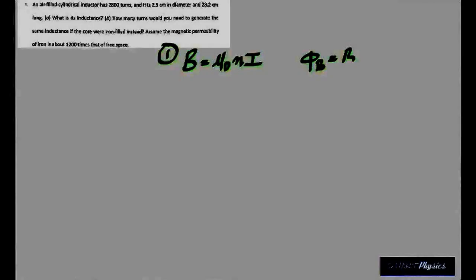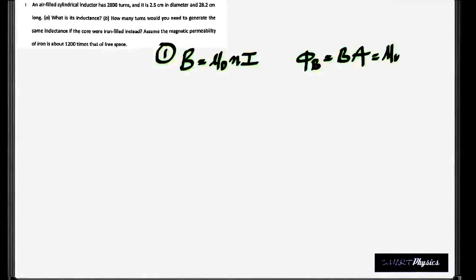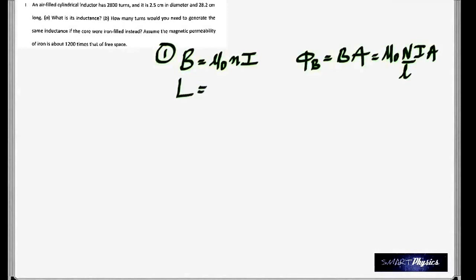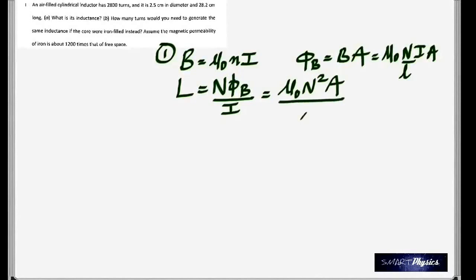Okay, there it is. The formula is B is mu naught N i, basically for a solenoid. But then again, phi B is BA. I know I've given you the direct formula, but I'm trying to derive it again. So phi B, magnetic flux, is B times A, which is mu naught N i by the length. And finally, we end up with this formula, that self-inductance is mu naught N squared A by the length.